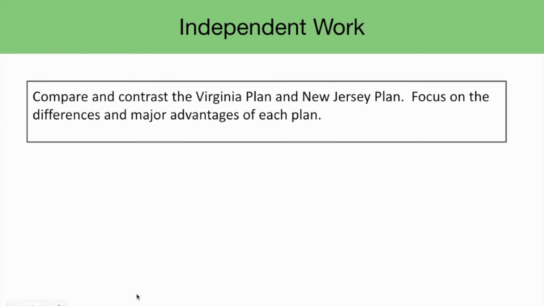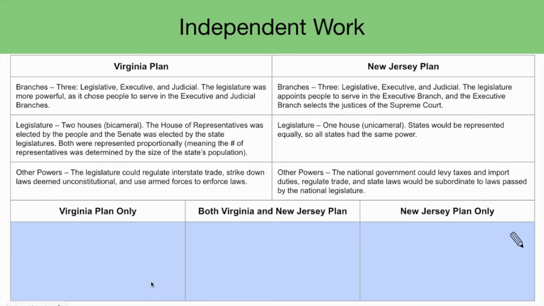Now we will compare and contrast the Virginia plan and the New Jersey plan. I will model how to complete the compare and contrast graphic organizer. And as we go through the graphic organizer together, try and focus on the differences and major advantages of each plan. The first thing I'm going to do is preview the graphic organizer.